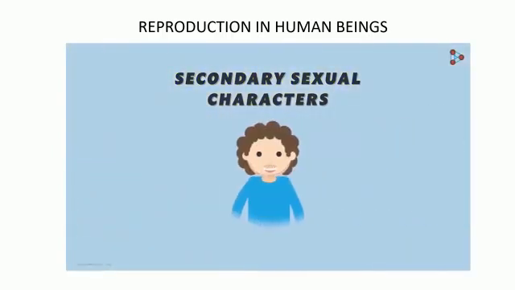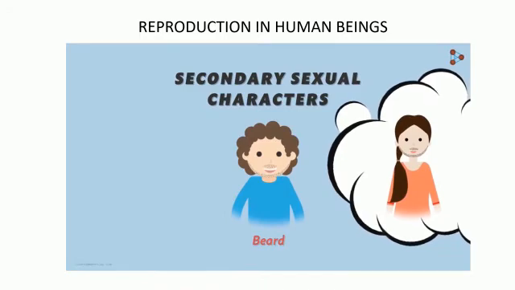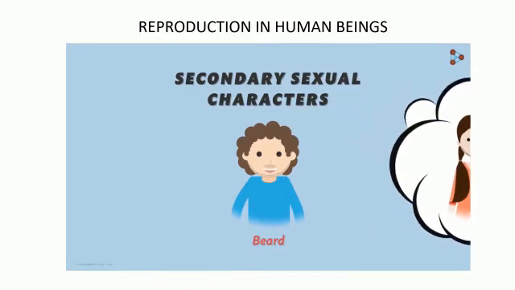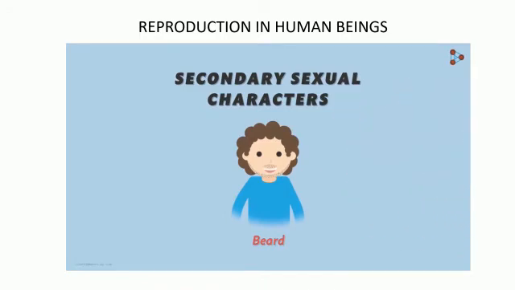In boys, for instance, there is a growth of beard. Have you ever seen girls having a long or trimmed beard? Of course not. It is an exclusive character of males which is not found in females. So this is the simplest example to understand the concept of secondary sexual characters.